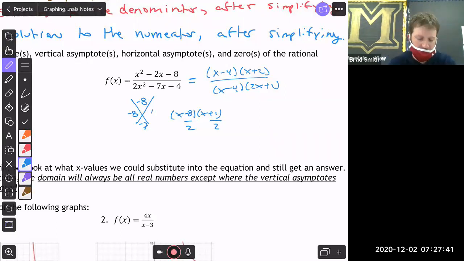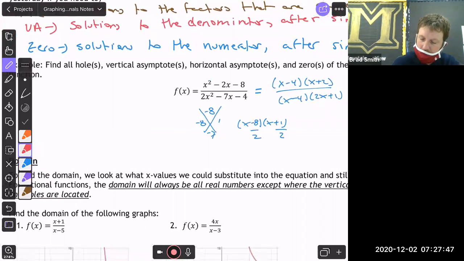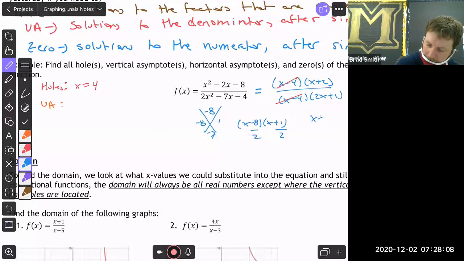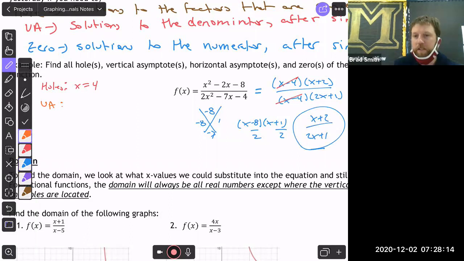So here, I always want to factor everything. First of all, does anything cancel? Yes. So that cancels. So I'm going to go ahead and write holes. I got x is equal to 4, right? So those cancel. So I have a hole at x is equal to 4. Vertical asymptotes, I'm going to set the denominator. So I'm left here with x plus 2 over 2x plus 1. So for the vertical asymptote, you set the denominator equal to 0 and solve. So 2x plus 1 is equal to 0. So x is going to equal negative 1/2.